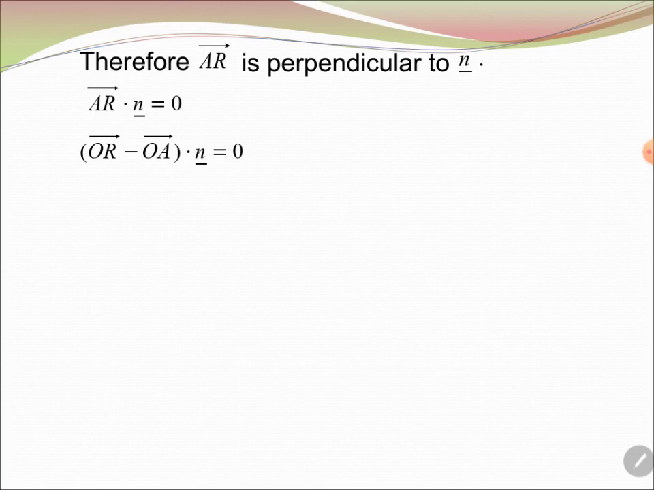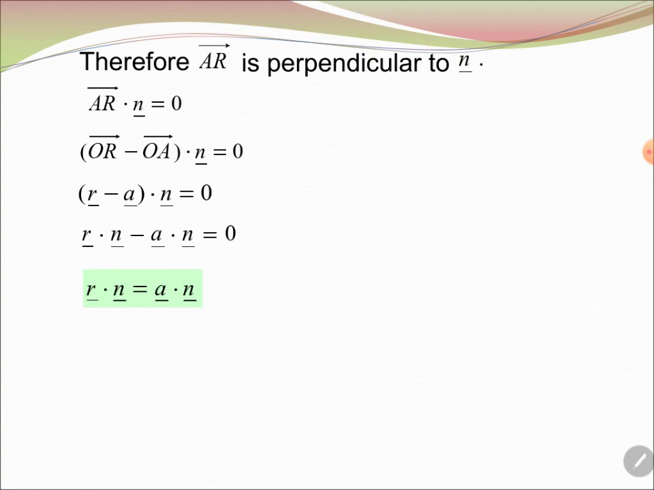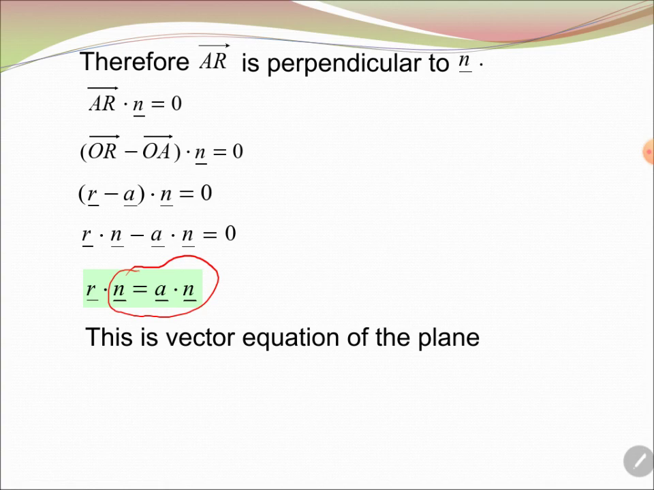We know that OR is the position vector R, and OA is the position vector of A. So (R minus A) dot n is equal to 0. By applying the properties of the dot product, we will have R dot n minus A dot n equal to 0, which means we can rewrite it as R dot n is equal to A dot n. If you want to remember it easily, you can just remember "R dot n equals A dot n". This is the vector equation of a plane.